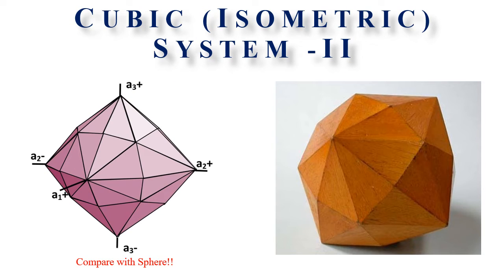So this crystal again belongs to the cubic or isometric system. This is in fact a hexaoctahedron, which also belongs to the cubic crystal system. Now you can understand why crystal forms in the isometric system have the highest degree of symmetry when compared to all other crystal systems. You can compare it with a sphere.